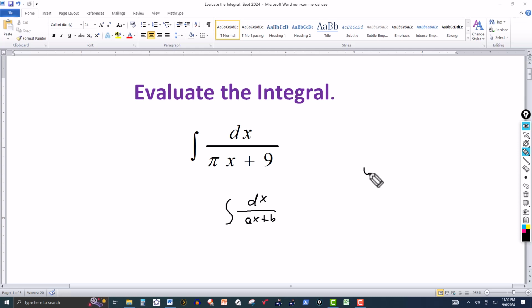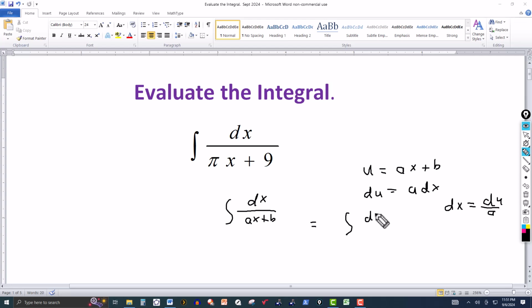But notice if I let u equal ax plus b, remember again that a and b are constants, then du would equal the derivative of what I have on the right. Derivative of a constant here, b, is 0. For this one, because it's multiplied by x, this would just be a. And then this would be dx. So then dx would equal du over a. So I can replace this dx by du over a.